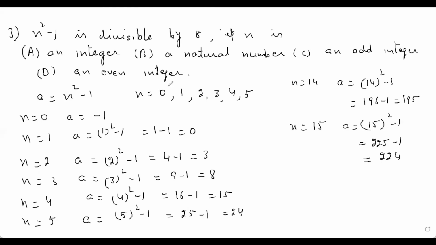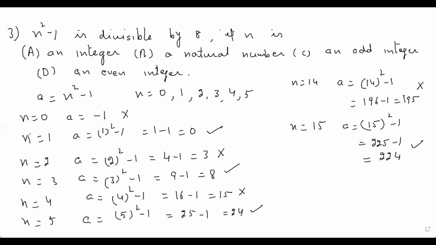Now what we have seen: if n is 0, a is minus 1. Is this divisible by 8? No, this is not divisible by 8. N is 1, is this divisible by 8? Yes, 0 divided by 8 is 0, so this is divisible by 8. N is 2, is this divisible by 8? No. If n is 3, is this divisible by 8? Yes. If n is 4, is this divisible by 8? No. If n is 5? Yes. If n is 14? No. If n is 15? Yes.